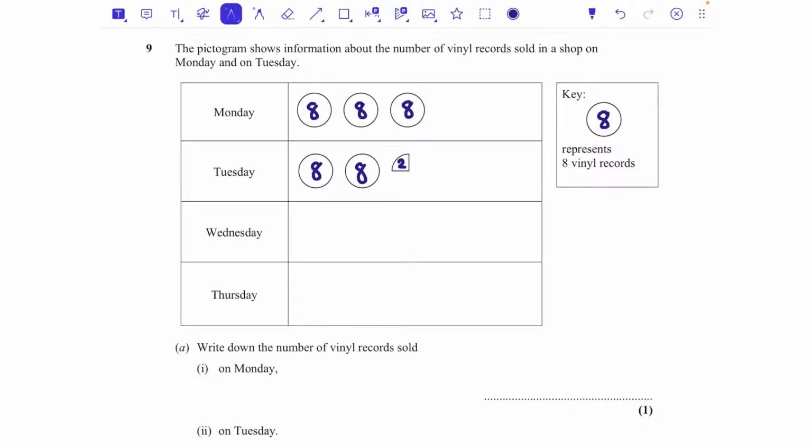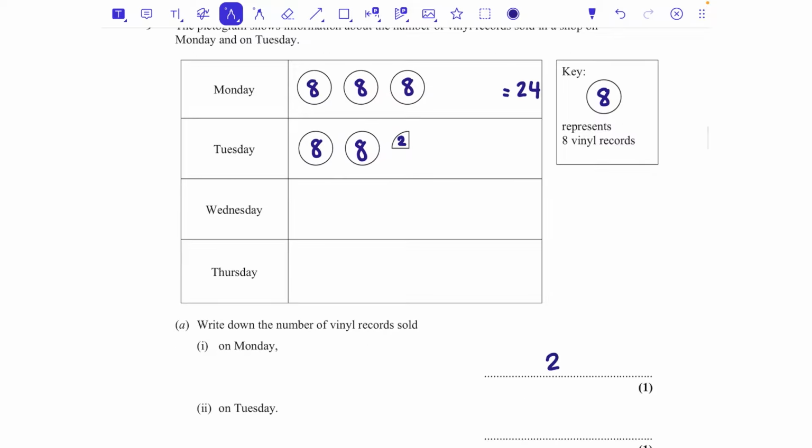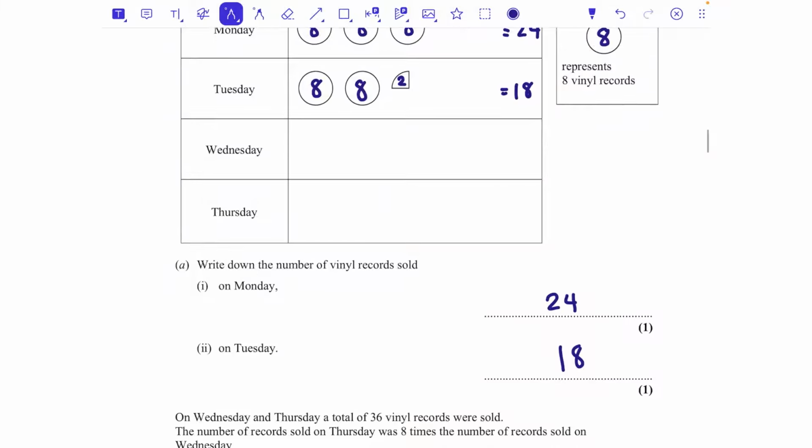It says, write down the number of vinyl records sold on Monday. Well, on Monday, we can see we've got 8 add 8 add 8, or 8 times 3, which is 24. What about on Tuesday? Well, on Tuesday, I've got 8 add 8 add 2. So that is 18 altogether. So let's pop that there. 1 mark for each of those.